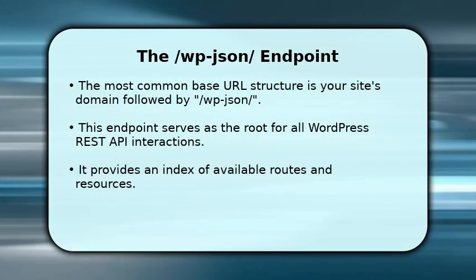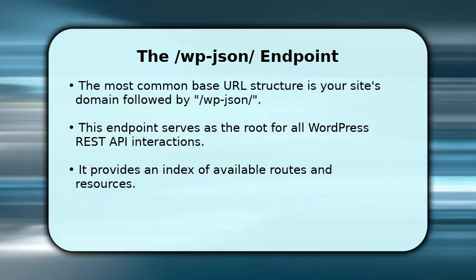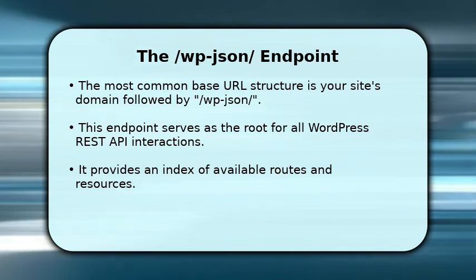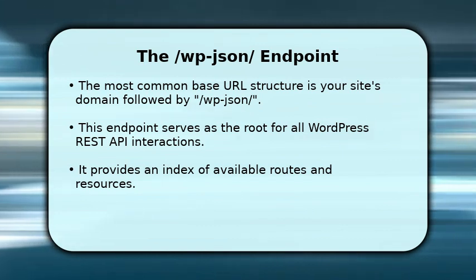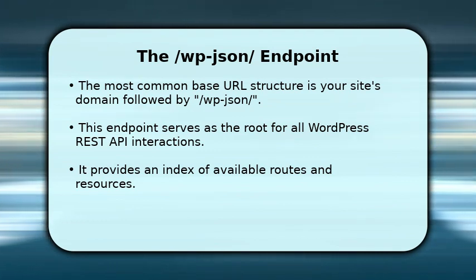The simplest and most common way to find your WordPress REST API base URL is by appending a specific path to your website's domain. This path is /wp-json/. So, if your website is example.com, your base URL would typically be example.com/wp-json. This endpoint acts as the central hub for all API communications with your WordPress installation.